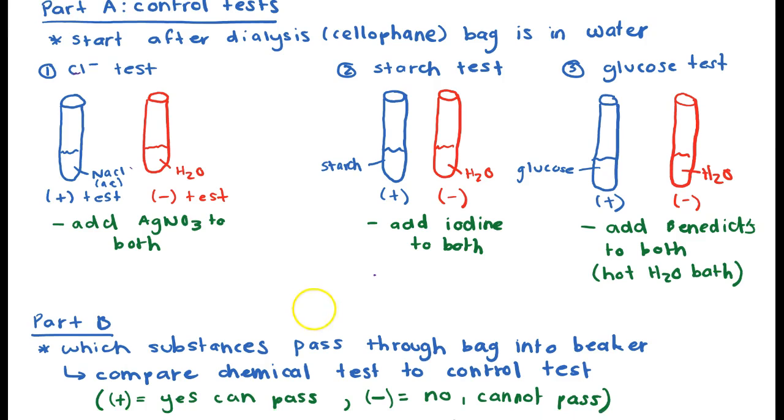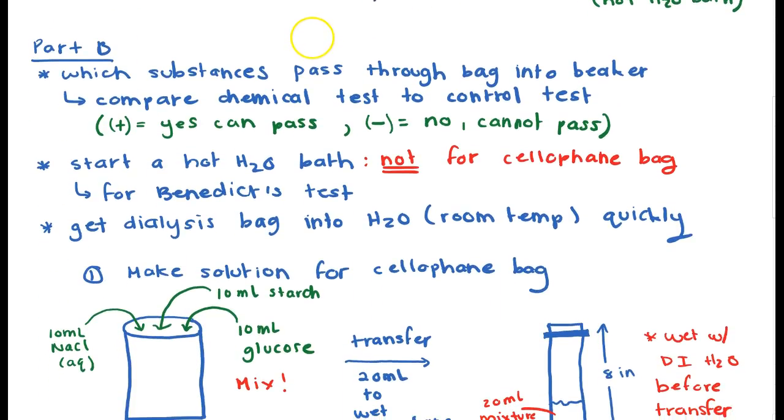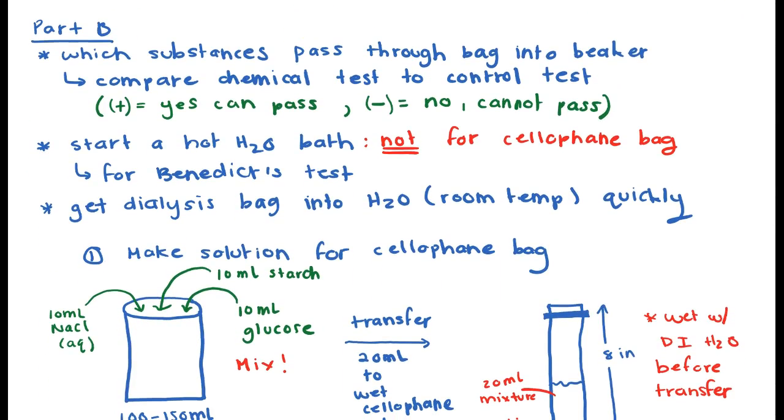Okay. For part B, we're actually going to set this up first before we go back to our control experiments, because we can run these chemical tests side by side with the control experiments. That is fine. So what I want you to do is start with part B. I would have one person go ahead and start a hot water bath. This is not for your cellophane bag. This is going to be only for your Benedict's test. Your cellophane bag will go into just a beaker of room temperature water. It has to be deionized.